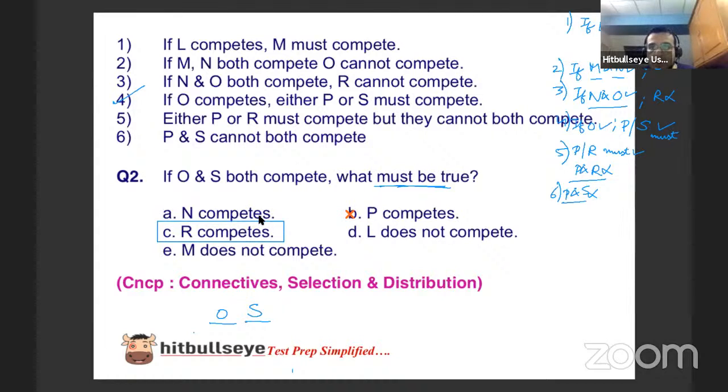We don't know. Information is not specifically given, but again, we'll try to go from the must ones. Either P or R must compete. So P और R में से एक तो आना चाहिए. और हमने ये देख लिया कि P compete नहीं कर सकते. क्यों? क्योंकि P and S cannot both compete. Hence, P नहीं है, तो R हमेशा होंगे ही होंगे, because this our fifth statement, P or R must compete. Hence, my answer is C is the right answer. Please check.